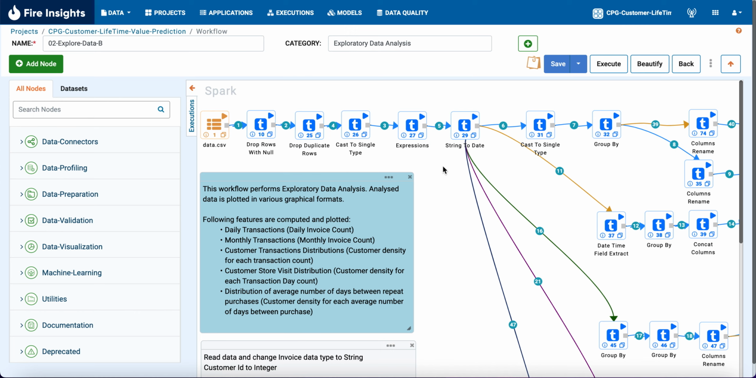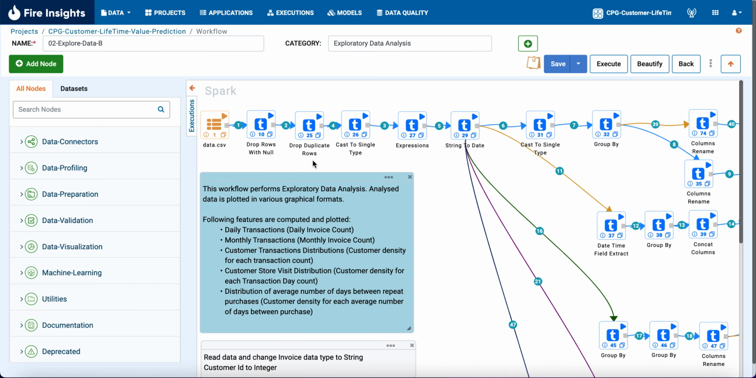Take a look at our exploratory data analysis workflows and their results. The goal of exploratory data analysis is to gain a better understanding of our data before we start our modeling work. This can also help us determine what our next steps will be when it comes to feature engineering and data preparation.